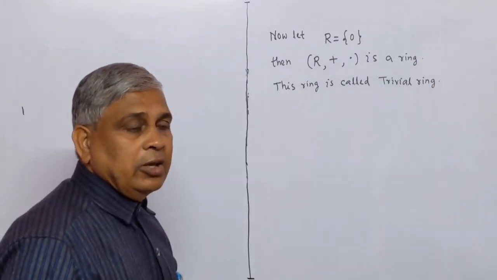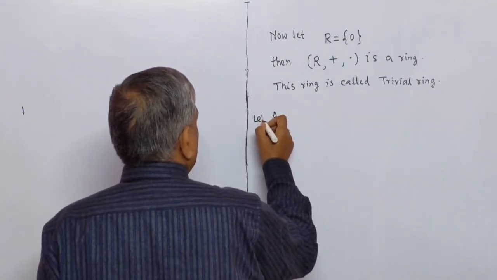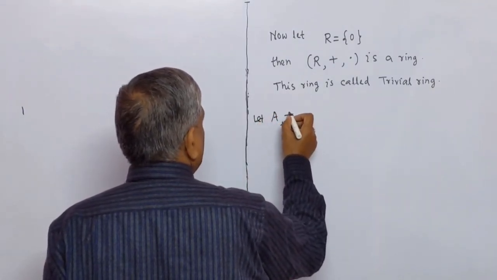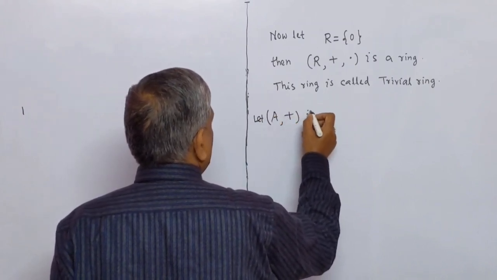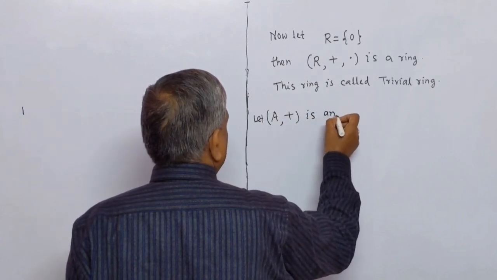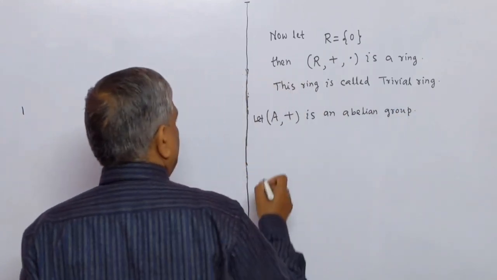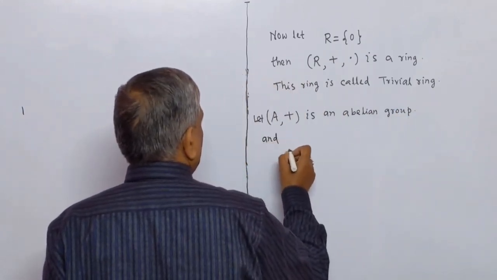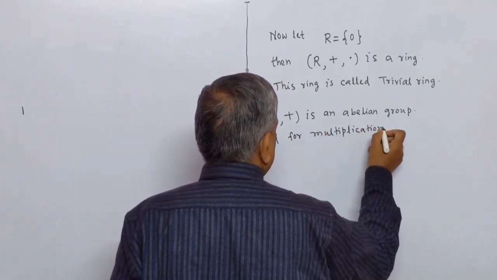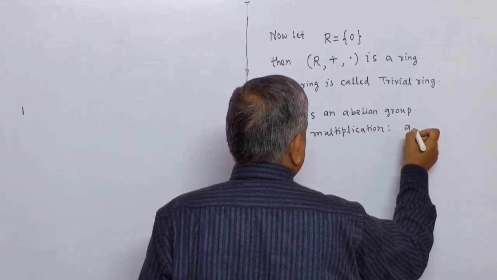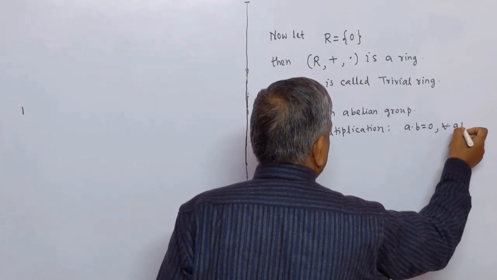Now we consider another structure. Let A be a non-empty set with binary operation addition that is an abelian group, and for multiplication, define a multiplied by b equal to 0 for all a, b belonging to A.